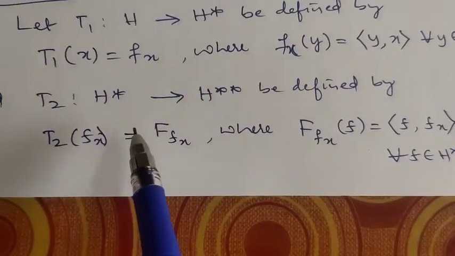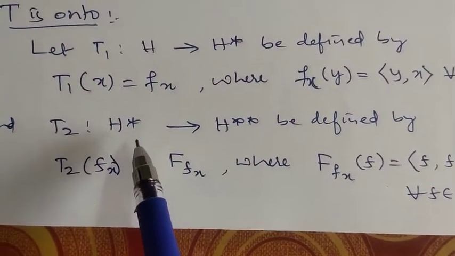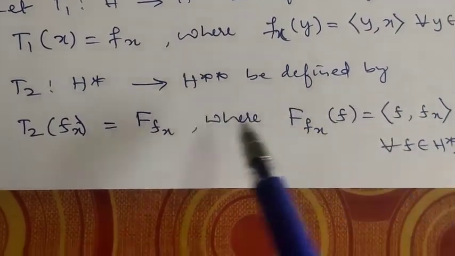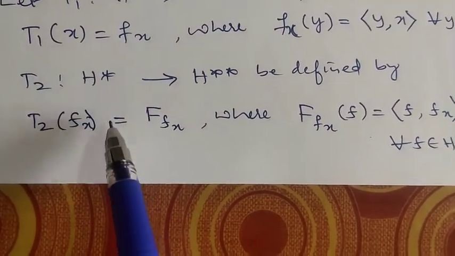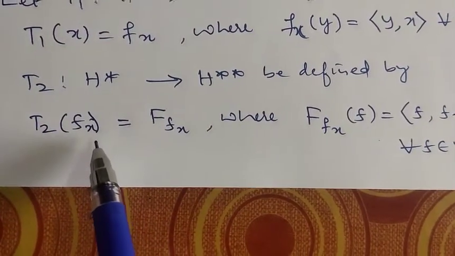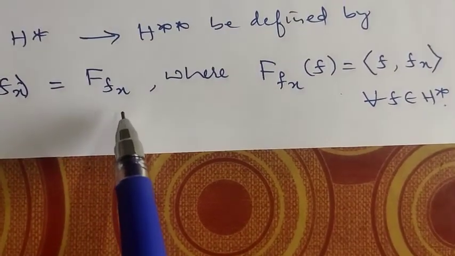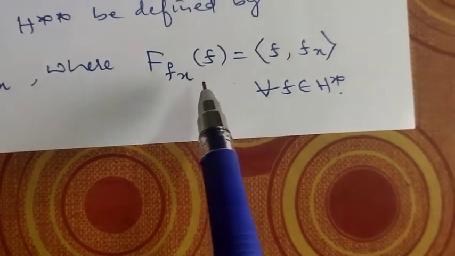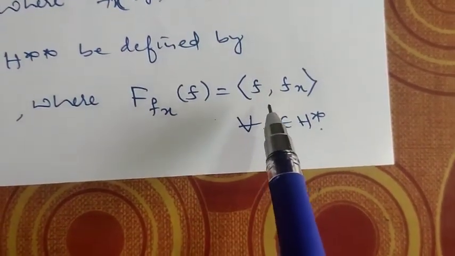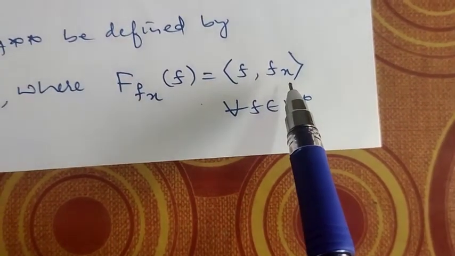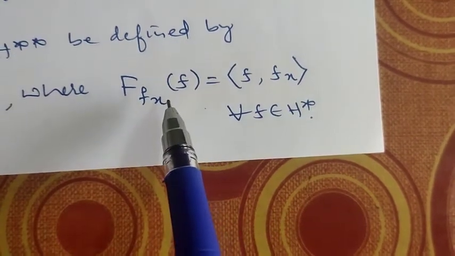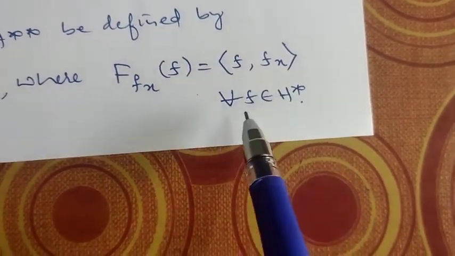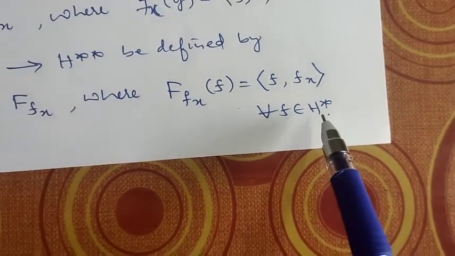And define another map T2 from H star to H double star by T2 of fx is F of fx, where F of fx of f is the inner product of f comma fx. This holds for every f belongs to H star.